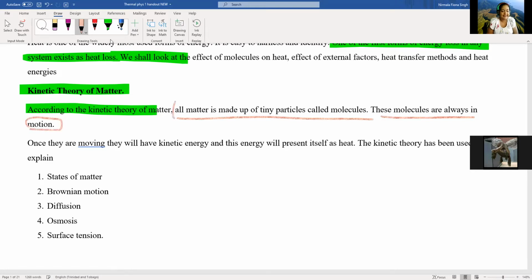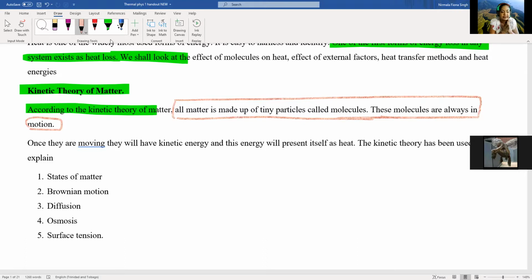Of course, this is the simplified version. You don't need to go and learn the big complex version, but this is the simplified version. All matter is made up of tiny particles. We know that, it's kind of obvious, but this was devised in the early 1900s, so they were still learning about how matter was built and how everything behaved and interacted with each other at a cellular and molecular level.